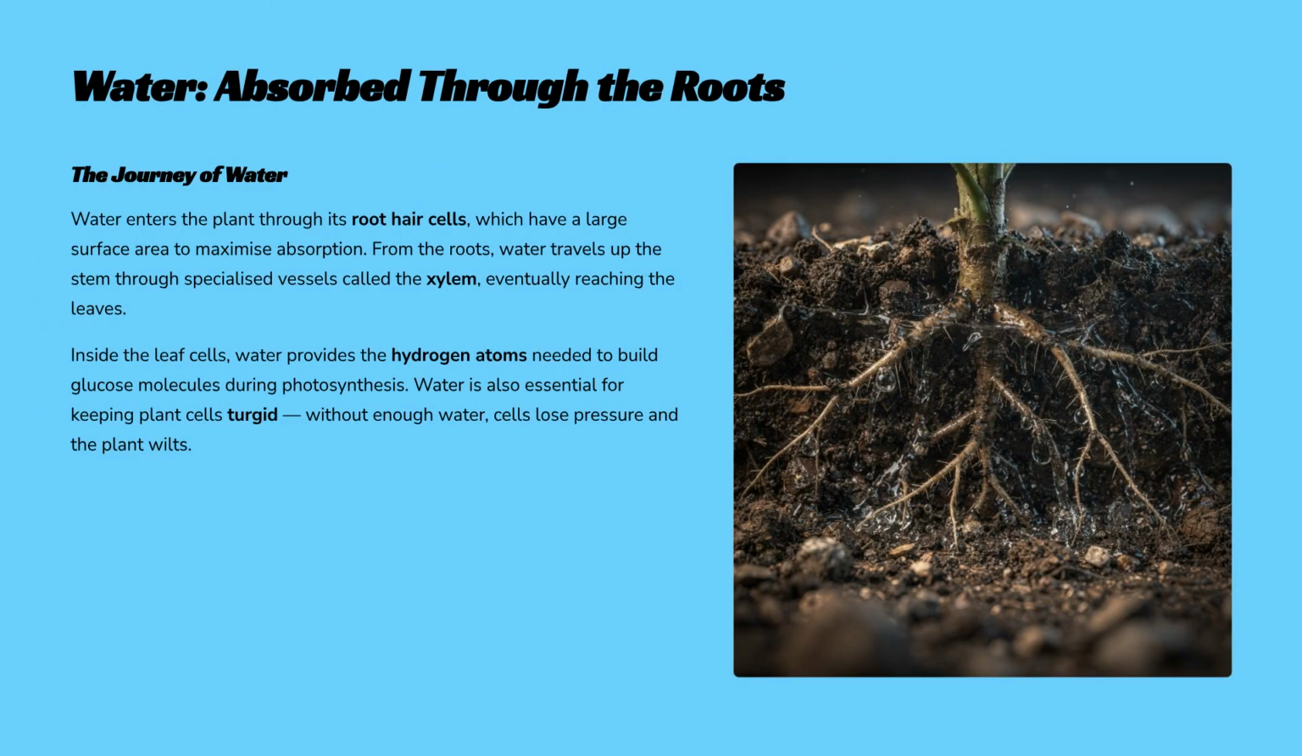Water enters the plant through root hair cells and travels up the stem in the xylem. In leaf cells, water provides the hydrogen atoms needed for glucose synthesis. Water is also vital for turgidity. Without enough water, cells lose pressure and the plant wilts.